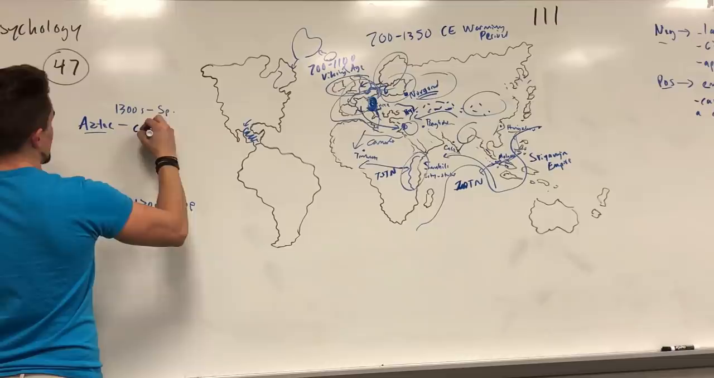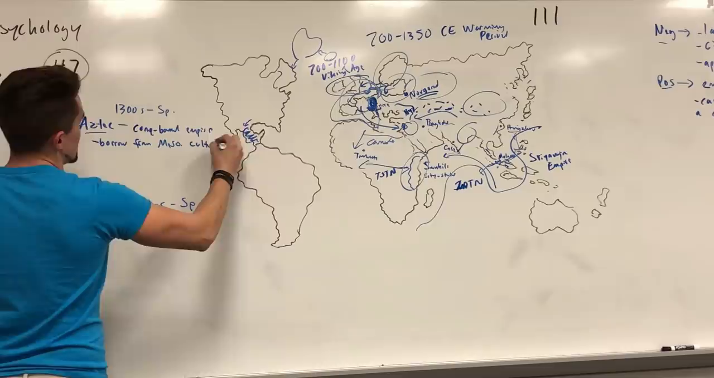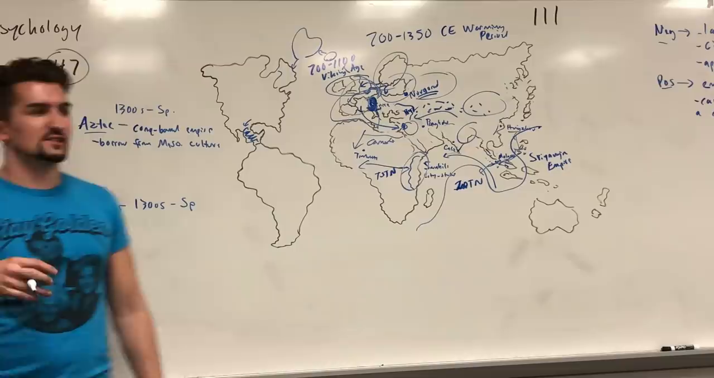So they borrow from Mesoamerican culture. And again, like Tenochtitlan, the Mayans, the Olmec people. I said Chavin earlier by accident, the Olmec people. They're gonna borrow from them culturally, but they're gonna subjugate them politically. So when they take over, they are not nice.